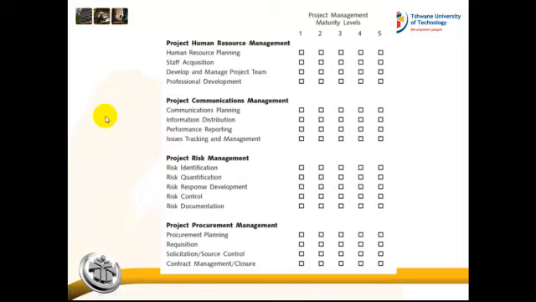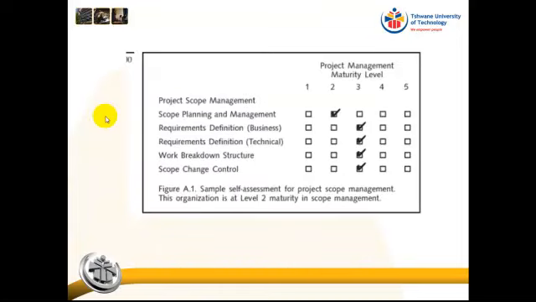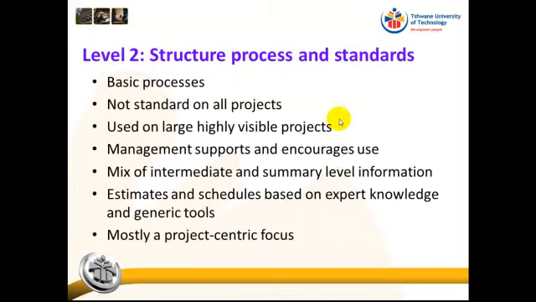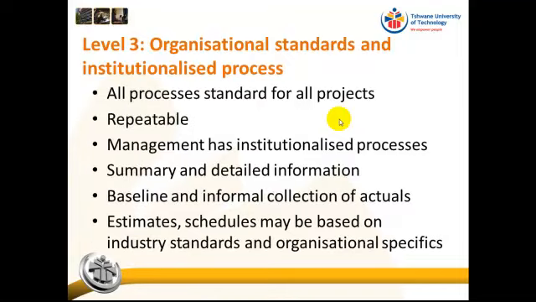And here is just the last 4 of the knowledge areas broken down. Okay, so how does it work? I go and I gather information in my organization, and in the final analysis I say that for scope planning and management, we are at maturity level 2. Remember that maturity level 2 is the structured process and standard. That means we have basic processes, but it's not standard on all projects. Whereas you will see the other ones, we have organizational standards and institutionalized processes.